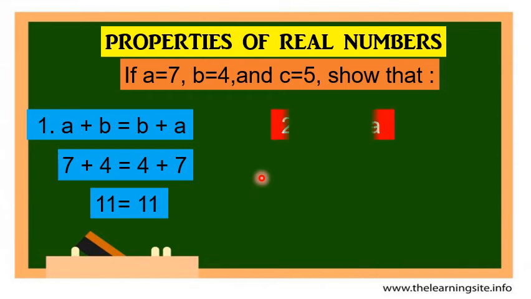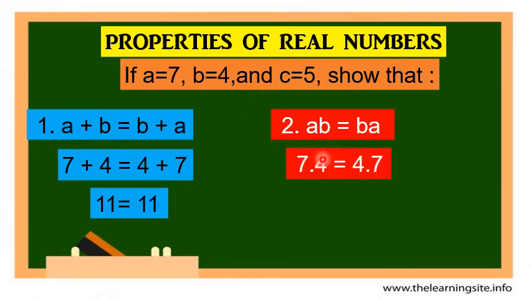Okay, so let's have number 2. Example number 2. A times B is equal to B times A. So, what is our A? It is 7. What is our B? It is 4. So, 7 times 4 equals B times A, 4 times 7. So, parehas lang ba na silang answer, class? Nga si 7 times 4 o si 4 times 7? Do they have the same answer? Yes. They are all equal to 28. Very good.